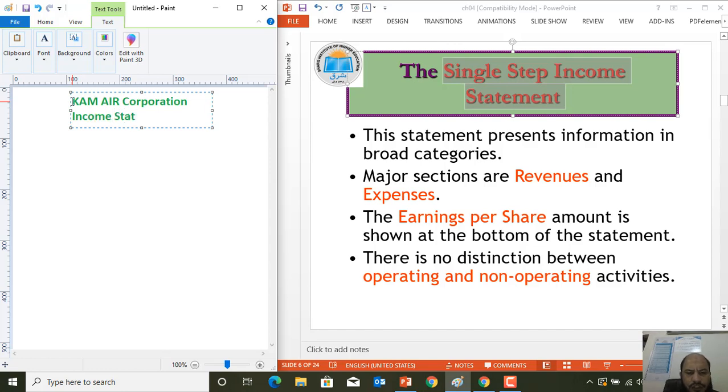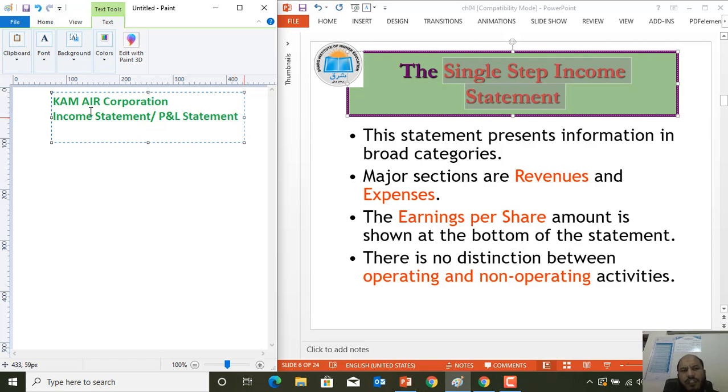Income statement, or in other words, it's also called P&L statement. P&L, as I mentioned earlier, we may call it the profit and loss statement. So now, dear students, you have understood two things. First of all, write down the name of the company. Second, write down the title, income statement or profit and loss statement.